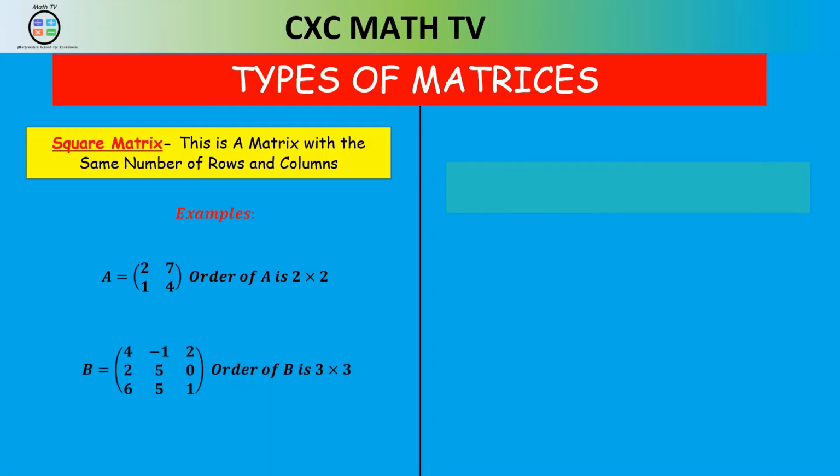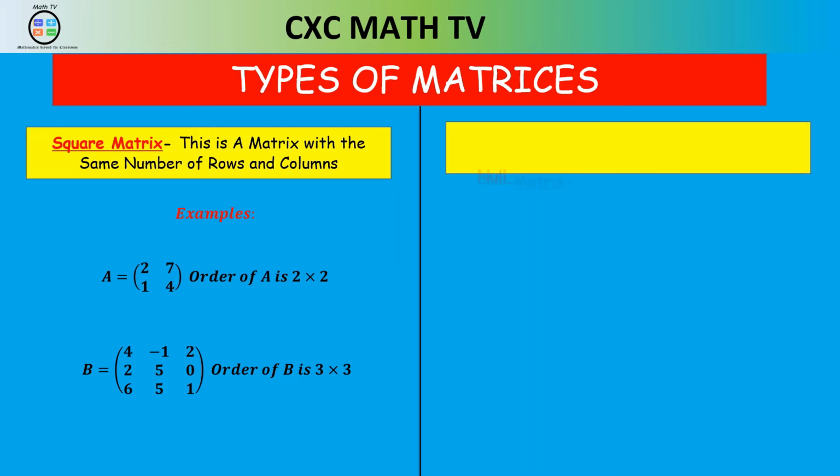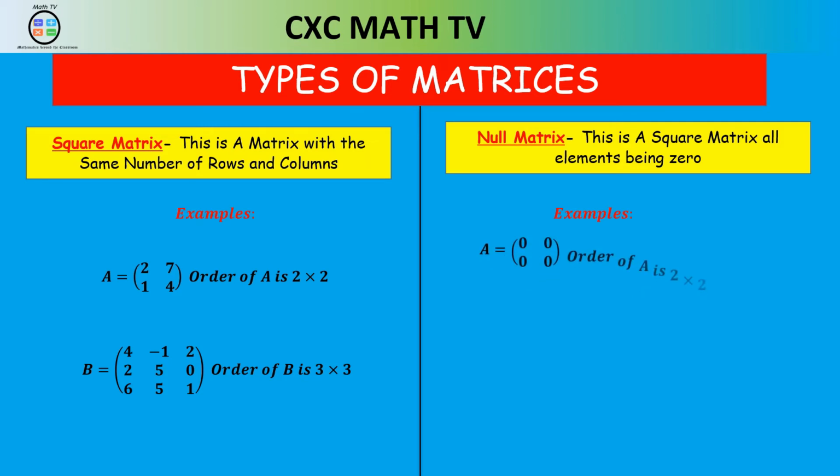Nice. The next one to look at is the null matrix. This is a square matrix where all the elements are 0. Example A, 0, 0, 0, 0. It is of course a 2 by 2 and all the elements are 0. Now B in this case is 0, 0, 0, 0, 0, 0, 0, 0, 0.